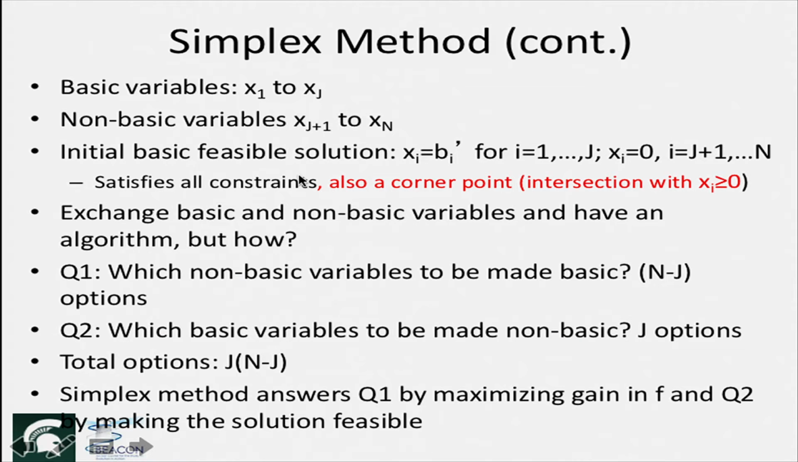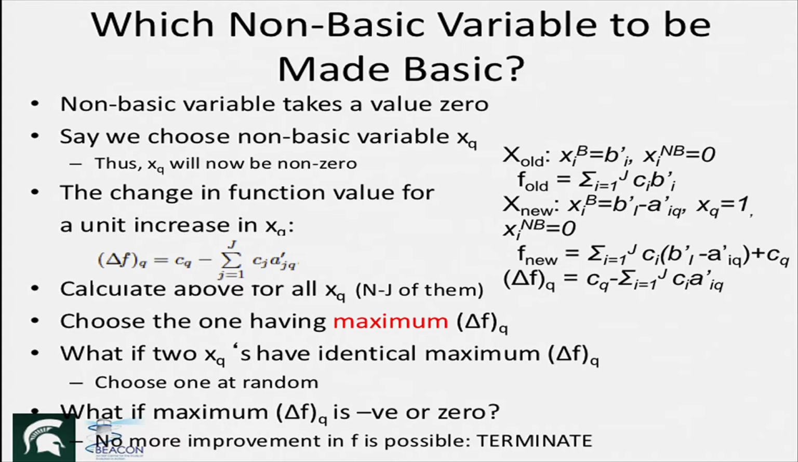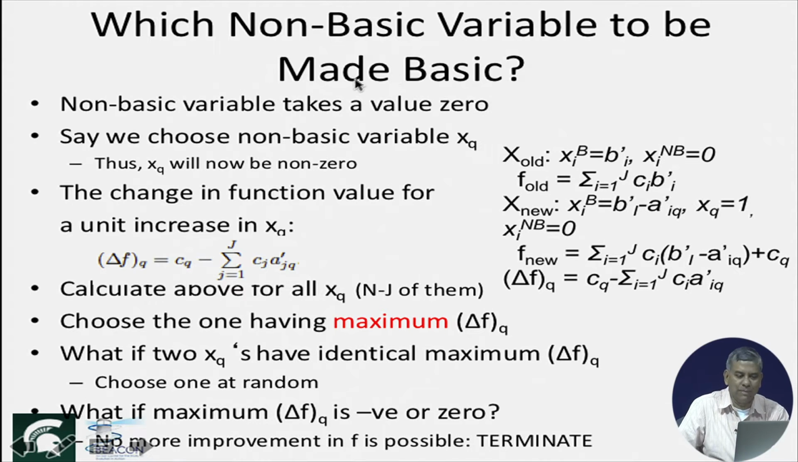Once the first question is answered, we identify the non-basic variable. Then we answer the second question by saying, how much can we increase it so that everything stays feasible? So we'll look at one at a time. So let's first answer this question: which non-basic variable is to be made basic? Remember, at this instance, when I'm doing it, all non-basic variables are 0. So xj plus 1 to xn are all 0.